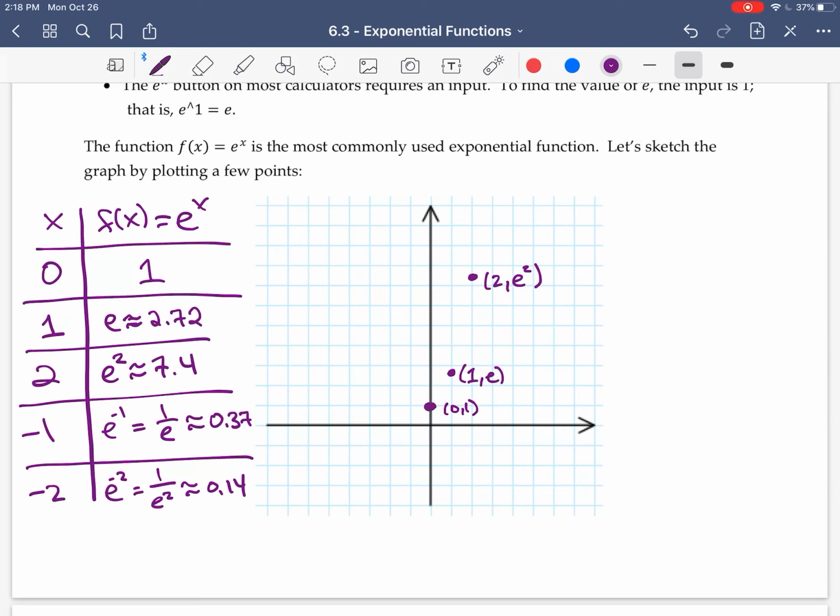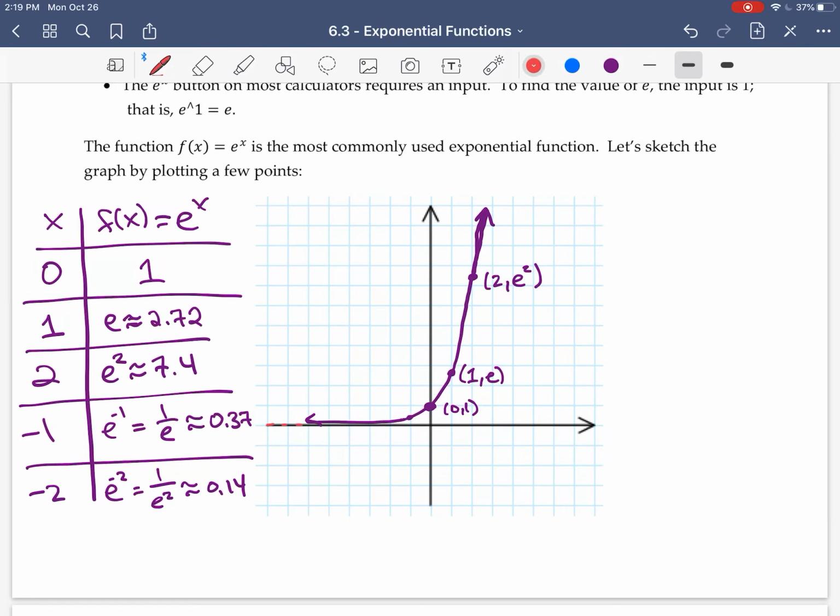Okay, and then down here, we're going down a bit faster. Okay, it's going to look the same. It has the same shape as 2 to the x. In fact, it's very similar. It lies in between 2 to the x and 3 to the x, since e is between 2 and 3. Okay, so that's what it looks like. Don't be afraid by the e.